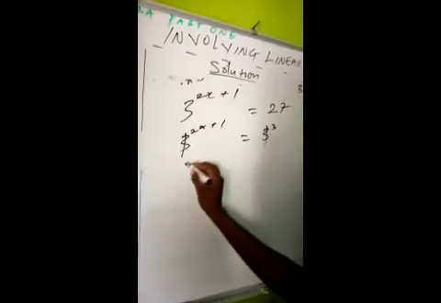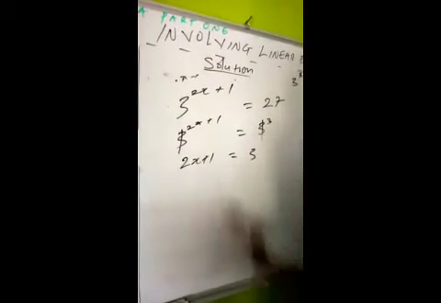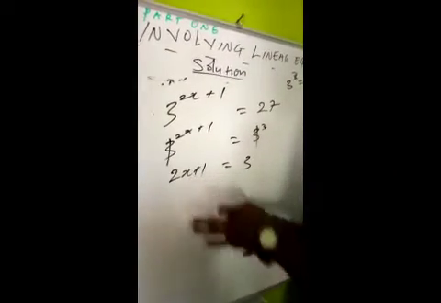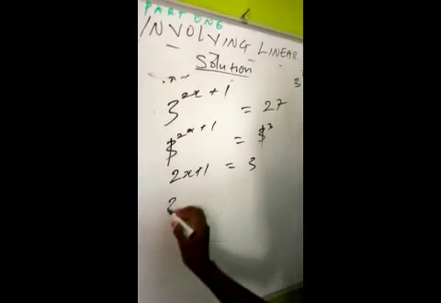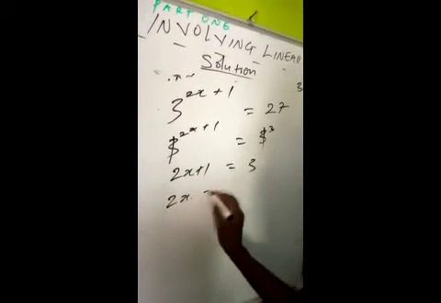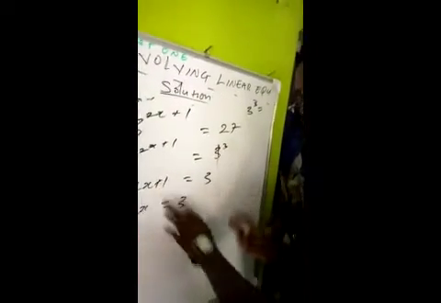Then from this point, you have 2s plus 1 equals 3. We are trying to make s the subject of the formula. So 2s plus 1 equals 3, then from this point you have 2s equals 3 minus 1. Remember, positive crossing the equal sign becomes negative.